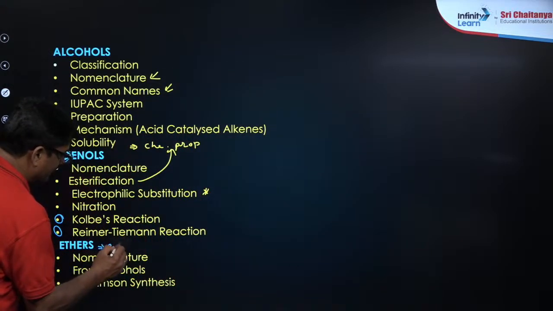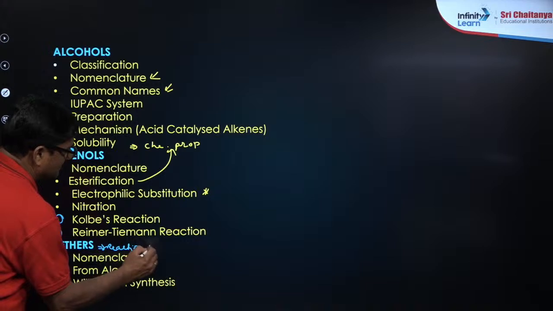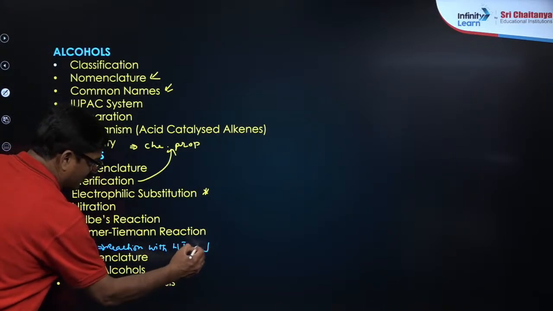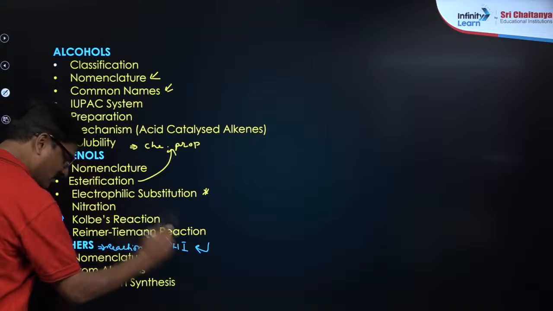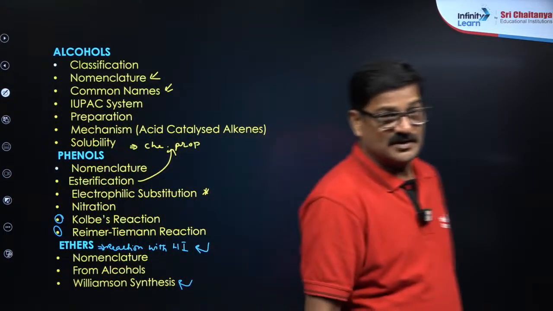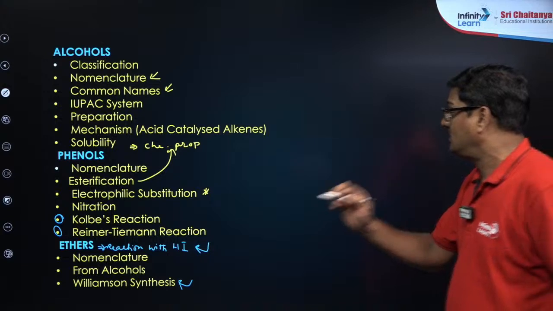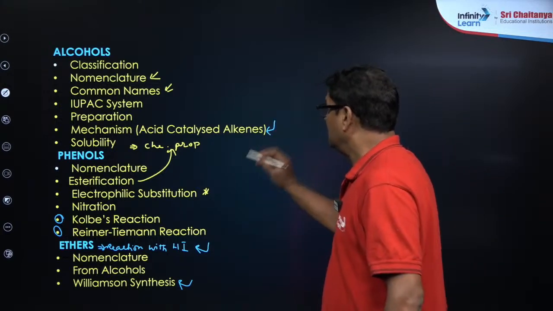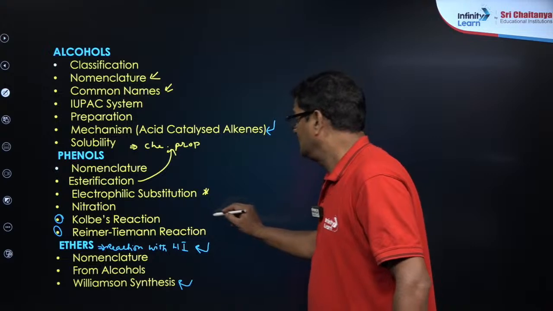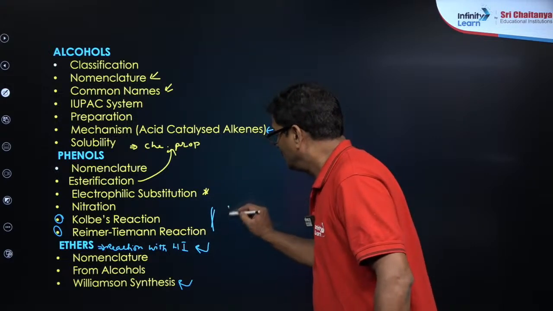And talking about ethers: nomenclature, preparation from alcohols and Williamson synthesis, and also its reactions with HI. So if you have a question from ethers, it will be from here or from Williamson synthesis. So there are important points 1, 2, 3 and 4.